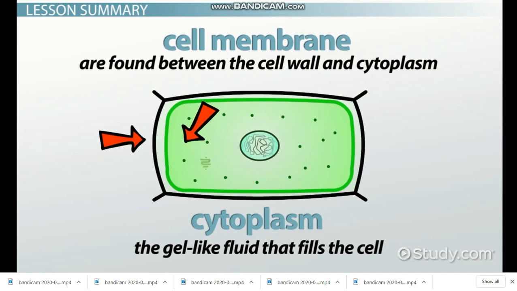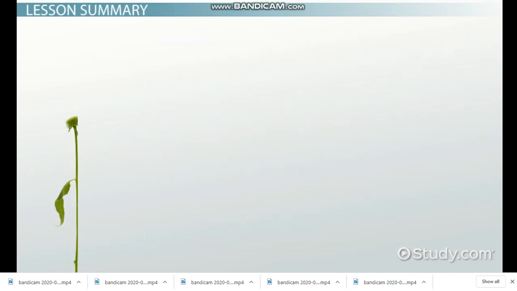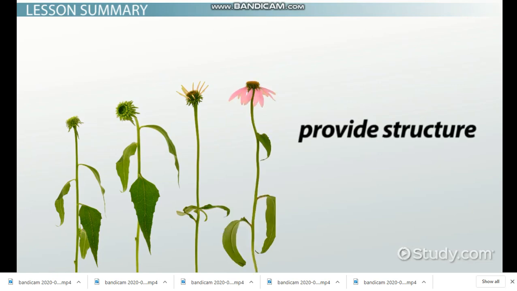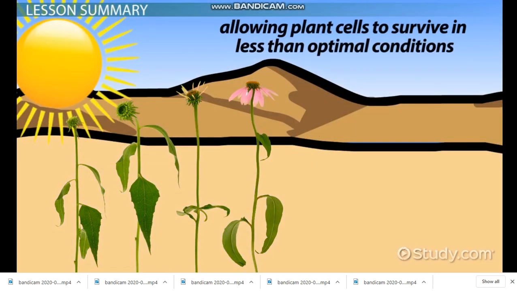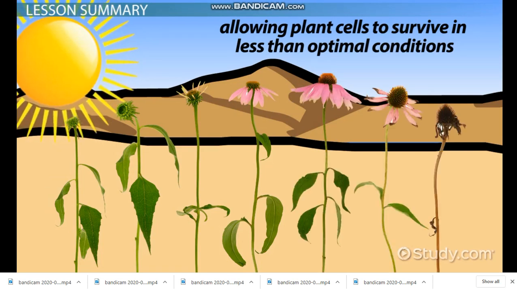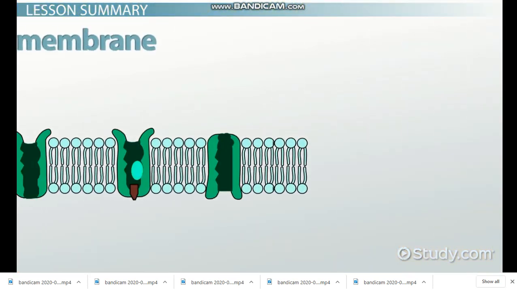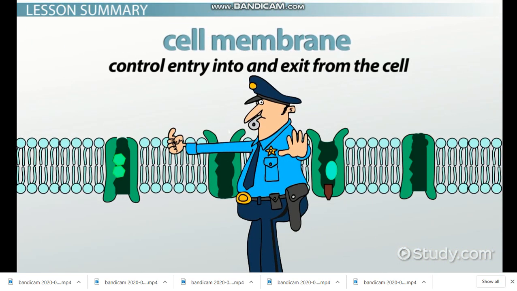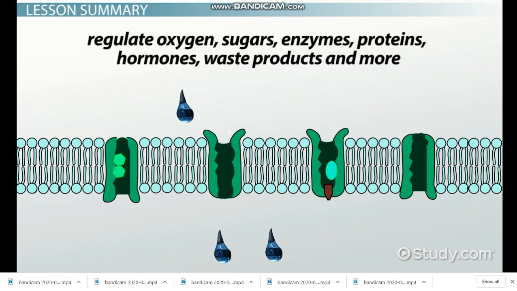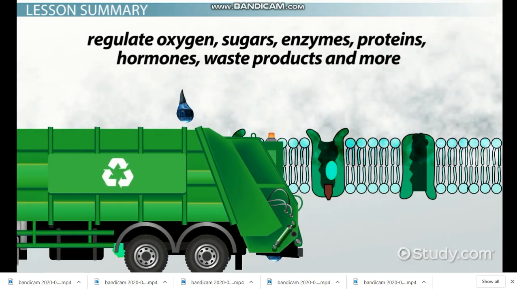Plant cell membranes serve two major functions. First, along with the cell wall, the membrane helps provide structure. The cell membrane is flexible, allowing plant cells to survive in less than optimal environmental conditions, such as when plants wilt from a lack of water. Second, plant cell membranes control entry and exit from the cell. Through osmosis, water can pass into and out of the cell to maintain equilibrium. The cell membrane also allows plant cells to regulate oxygen, sugars, enzymes, proteins, hormones, waste products, and more.